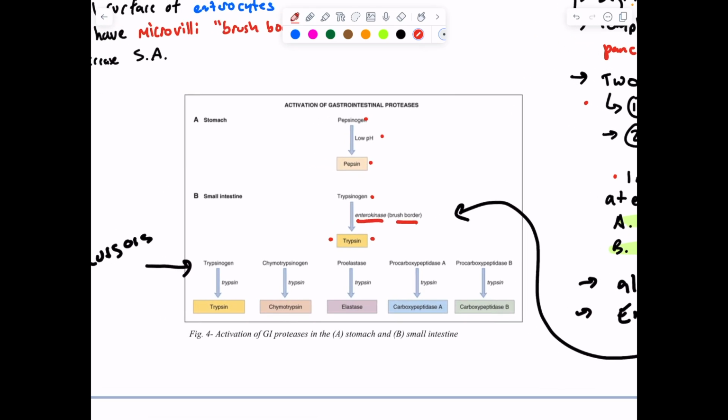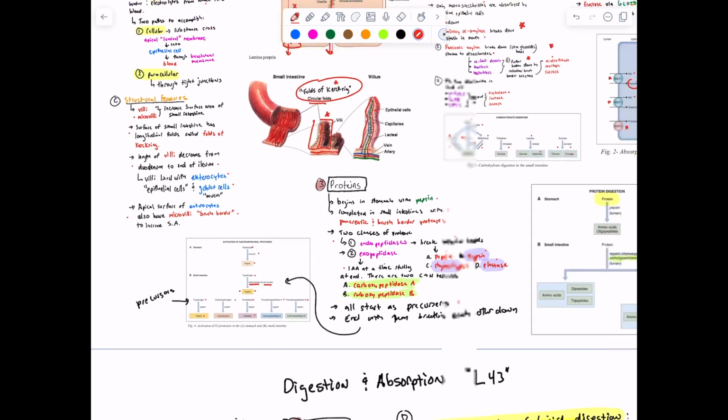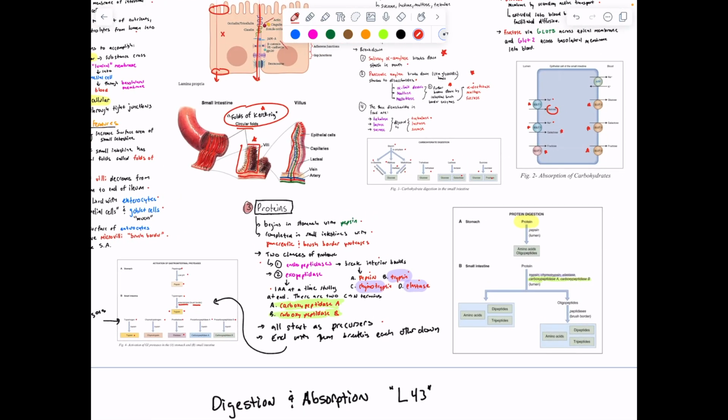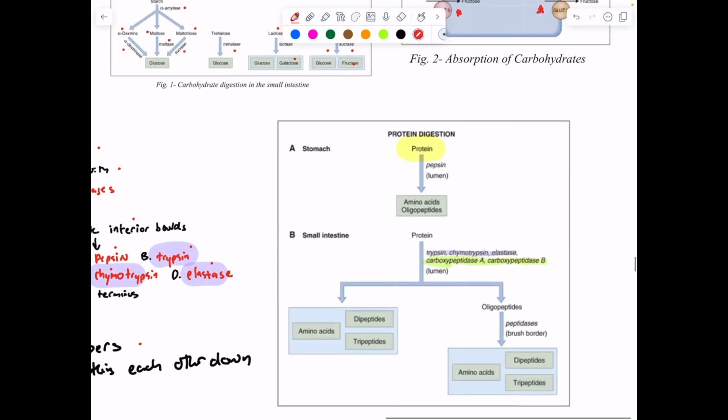Once you have trypsin, trypsin is going to go and convert more trypsinogen into trypsin. It'll also convert each of the other types of protease into their final forms. So we have chymotrypsinogen into chymotrypsin, we have proelastase into elastase, we have procarboxypeptidase A into just carboxypeptidase A, and procarboxypeptidase B into just carboxypeptidase B. Okay, so after they do their thing, they will eventually break each other down, as we know that enzymes are generally proteins.